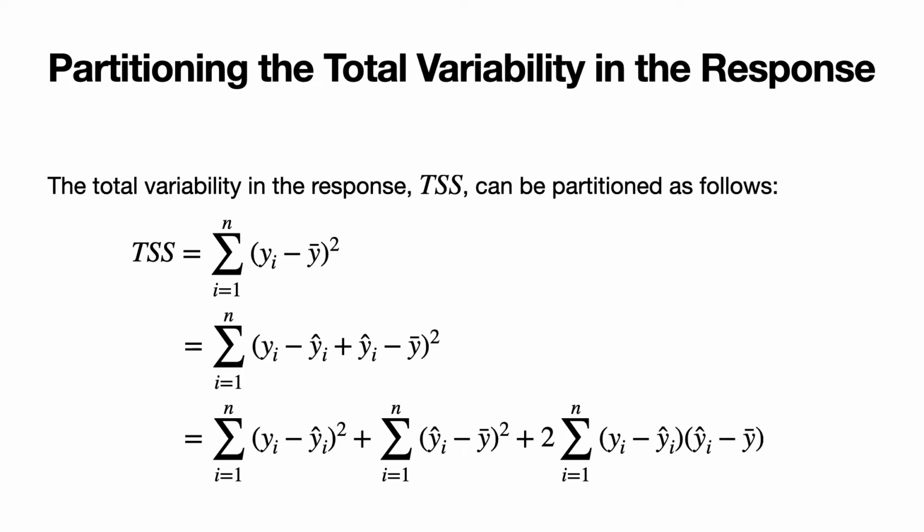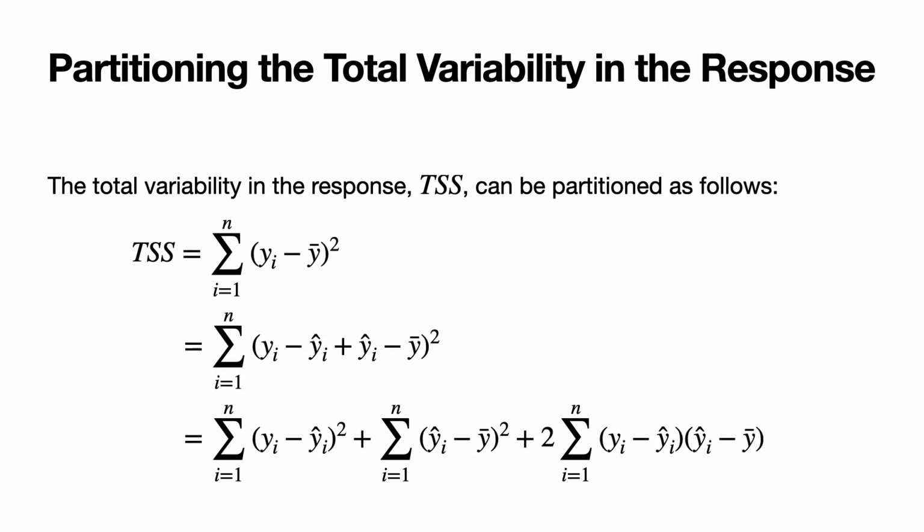Now the total variability in the response, TSS, can be partitioned in the following way. TSS, which is the sum from i equals 1 to n of the squared differences y sub i minus y bar, can be partitioned by subtracting and adding y hat sub i within the parentheses. When I do that, I'm just adding 0 to that quantity, so I haven't changed it, but I'm representing it a little differently. Then when I expand that binomial, it becomes a sum of 3 terms.